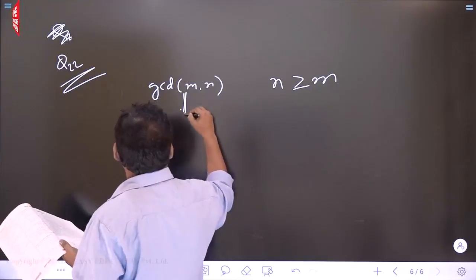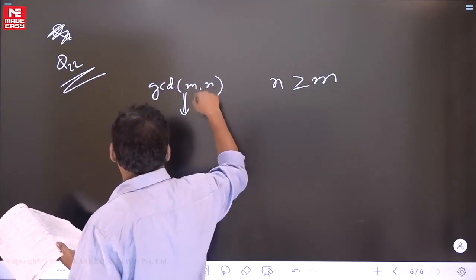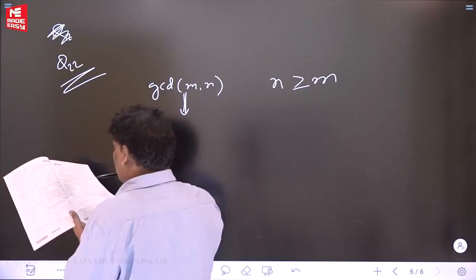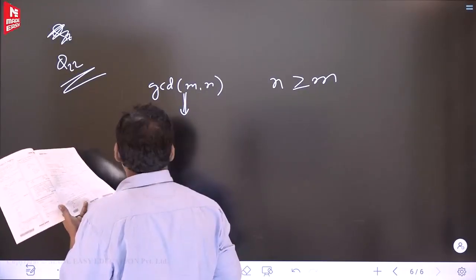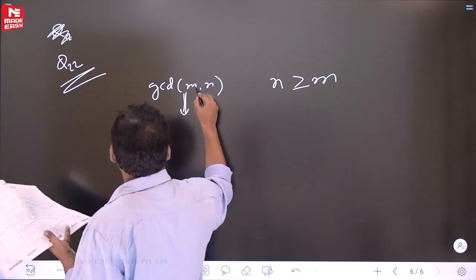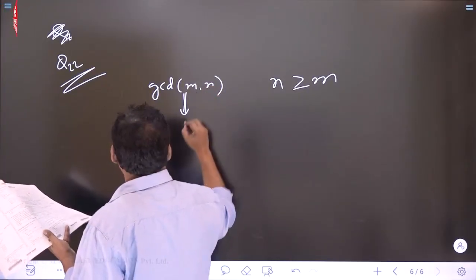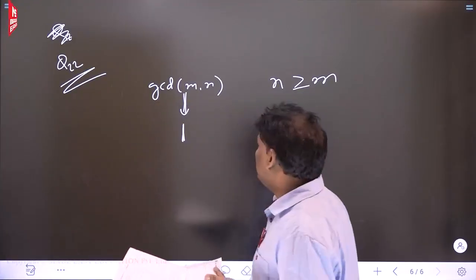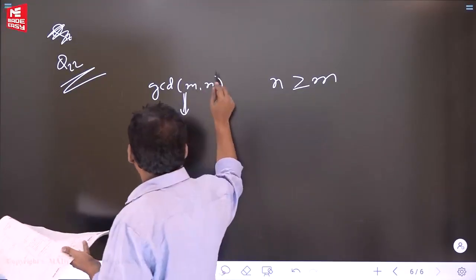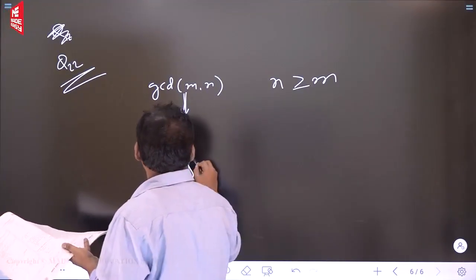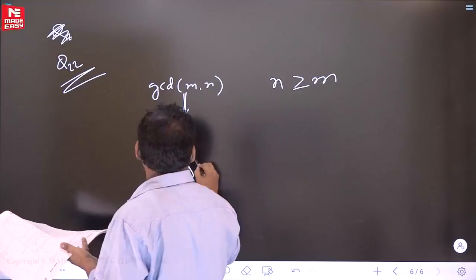Whenever the GCD program is running, the best case will come when the given two numbers are multiples of each other. See the program also. If the given two numbers are multiples of each other, immediately you can stop. At that time, only one call. If the given two numbers are two consecutive Fibonacci numbers, then the number of recursive calls is going to be log of whichever is the big number. Which is the big number? N. Log of n.